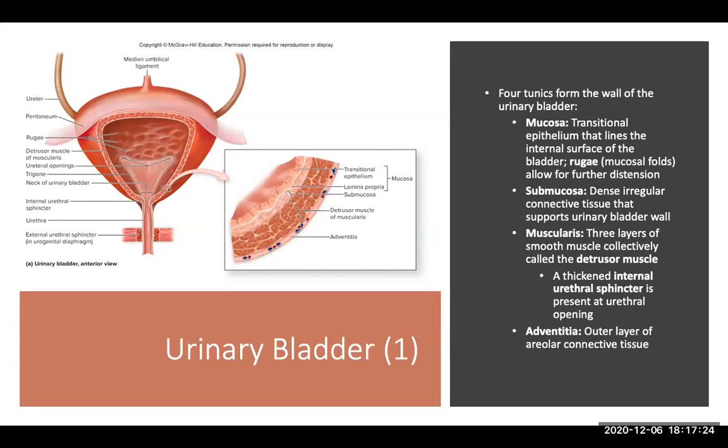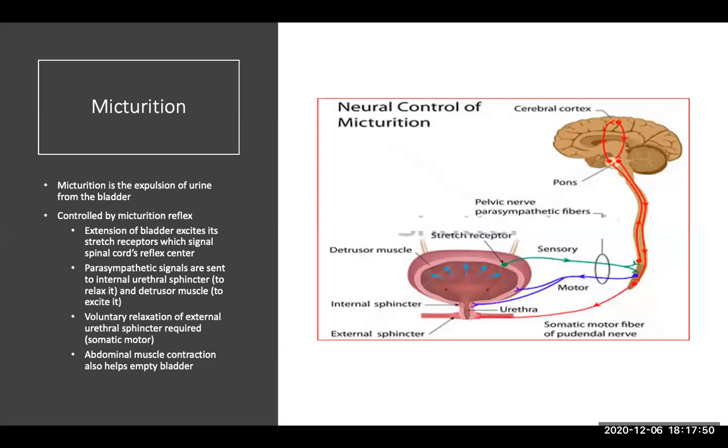There are 4 tunics or layers that form the wall of the urinary bladder. The mucosa has transitional epithelium. It has rugae, the muscular folds, which allow for further distension or stretching. Then the submucosa, and the muscularis, which is the layer of smooth muscle, collectively called the detrusor muscle. A thickened internal urethral sphincter is present at the urethral opening, and the adventitia is the outer layer of areolar connective tissue.